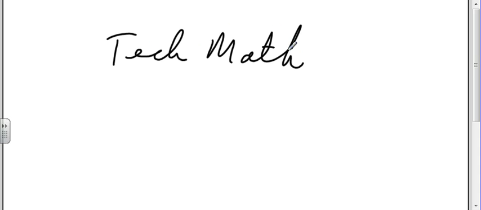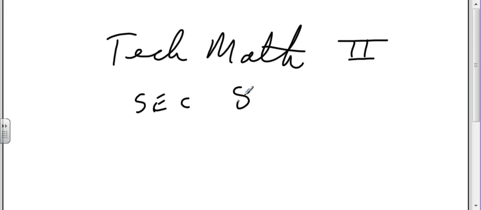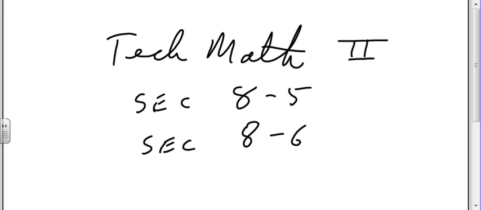We're in TechMath 2, and we're going to do sections 8.5 and 8.6 today. Section 8.5 has to do with multiplication and division of radical things.